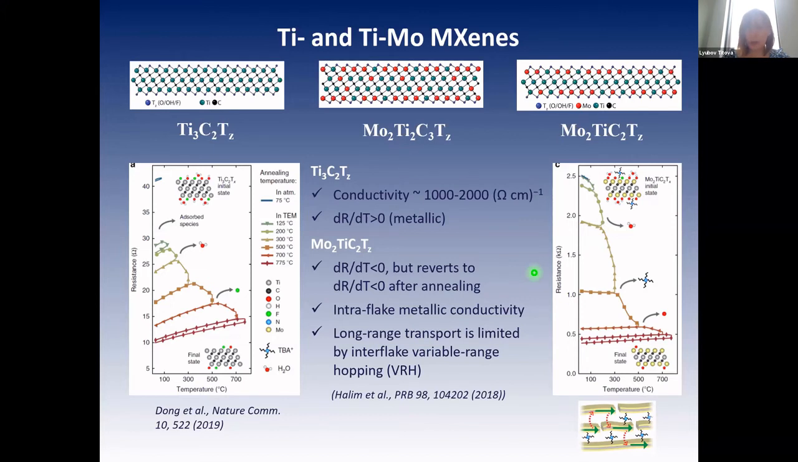However, the long-range transport that is illustrated here is limited by interflake variable range hopping, as was suggested recently in this paper by Halim. Okay, so what do we see in the terahertz?